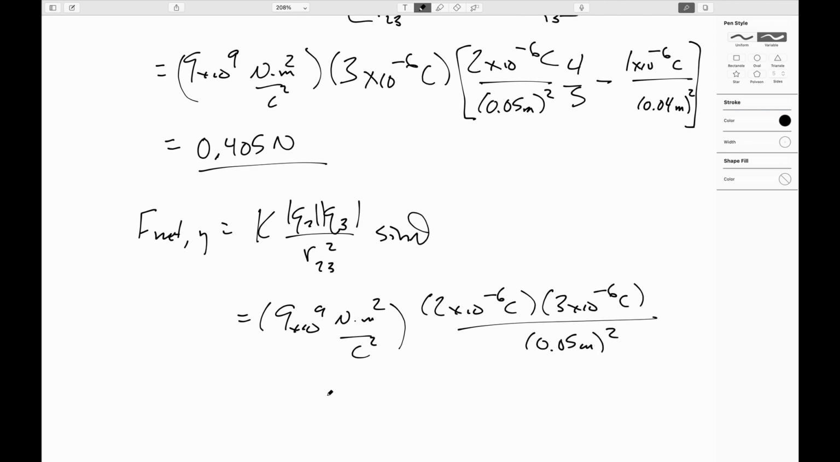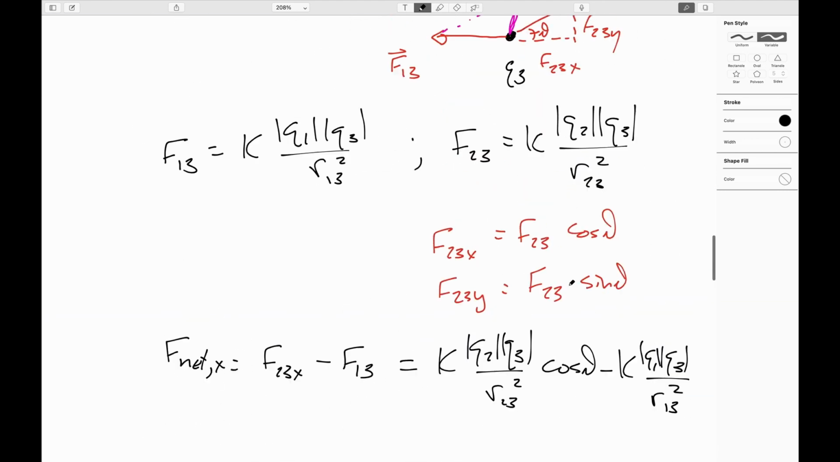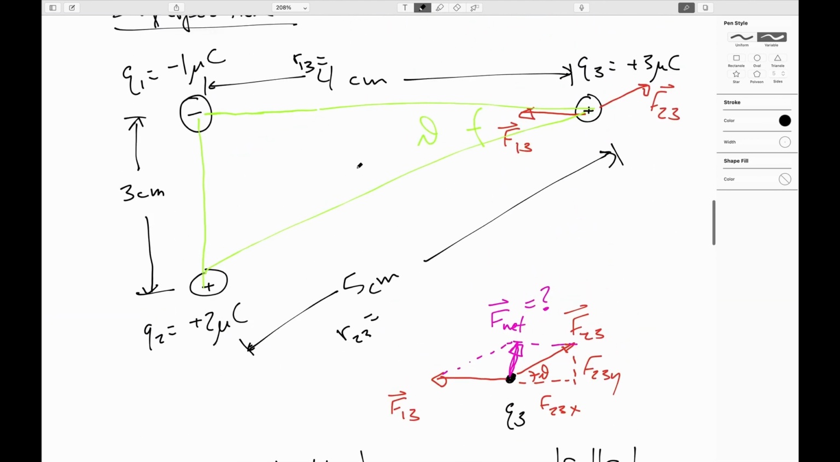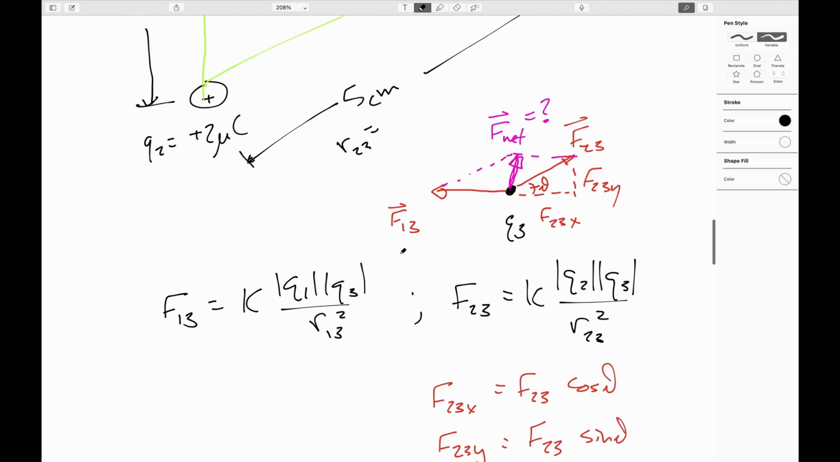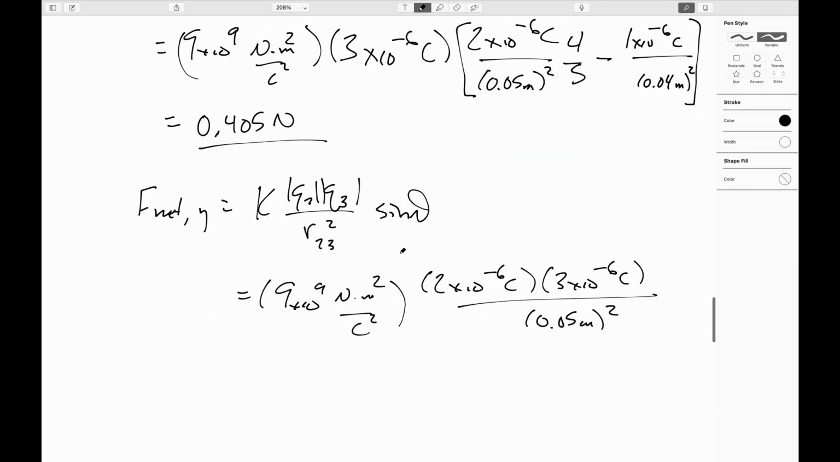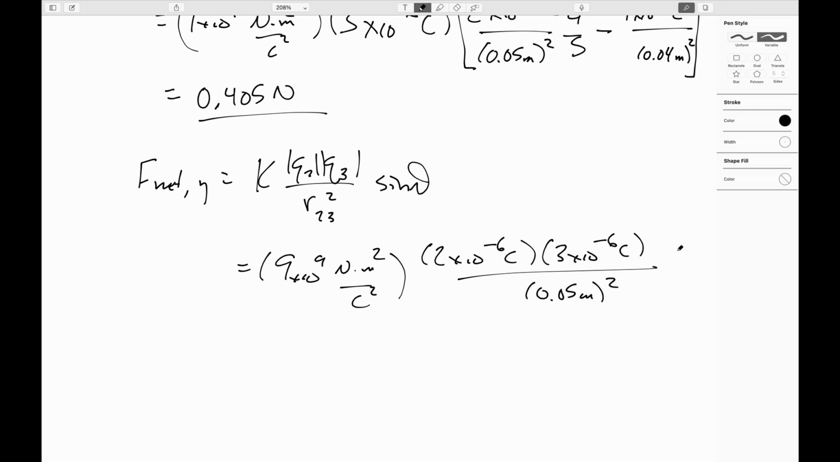meters squared. And then for my sine of theta, I go back and look here. Sine is opposite over hypotenuse, SOHCAHTOA. So that's 3 centimeters over 5 centimeters, which gives me 3/5. So we'll just say times 3/5, and that turns out to be 12.96 newtons.